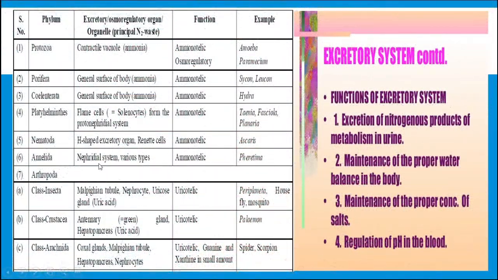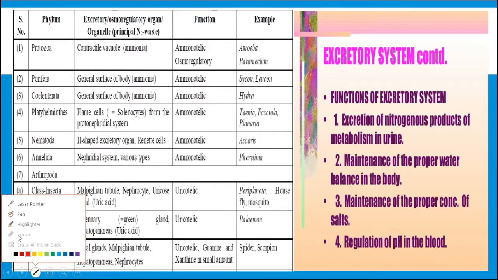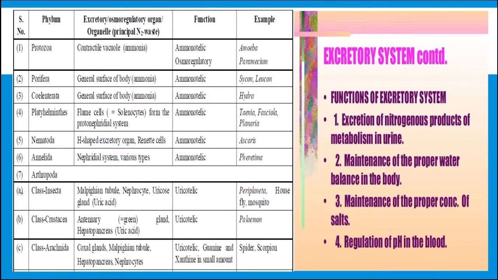We know that the excretory system is the system involved in the elimination of nitrogenous waste from the body. It also maintains proper water balance, proper concentration of salt, as well as regulation of pH in the blood. So all these things are controlled by the excretory system. Different types of organs are present in different organisms for the excretory process.